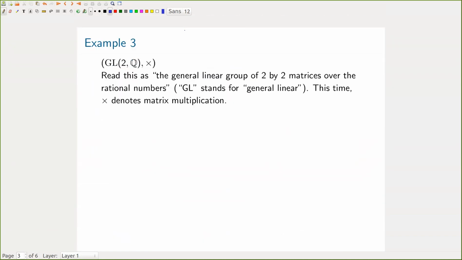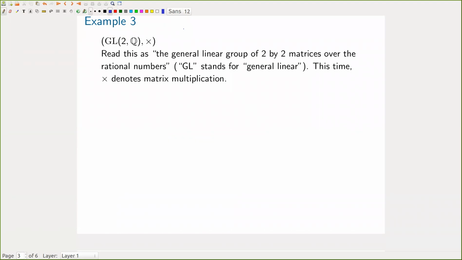Okay, our third example, this is a different one. Our example here is a gadget called GL2Q, and the operation again is denoted by multiplication. The GL stands for general linear group. I don't expect you to be already familiar with that terminology, but that's what it is. And the cross here stands for matrix multiplication.